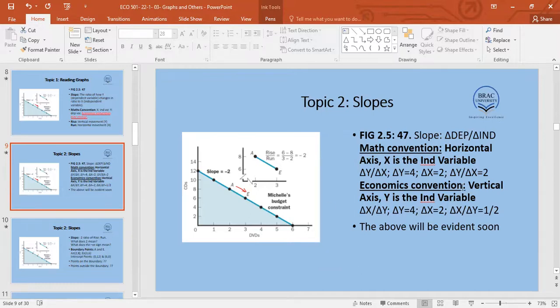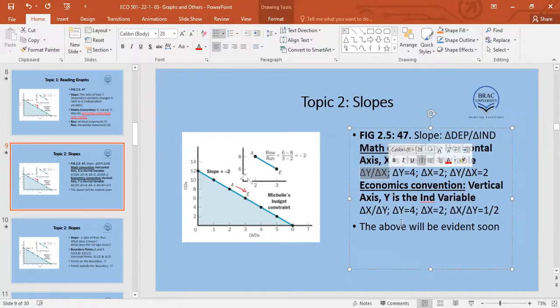So the economics convention is vertical axis y is the independent variable, and horizontal axis x is the dependent variable. Then del y by del x is the mathematics slope in this context. Del x by del y is the economic slope. Is that clear now? Yes, sir, here x is the dependent variable, right? X is the dependent variable, correct.